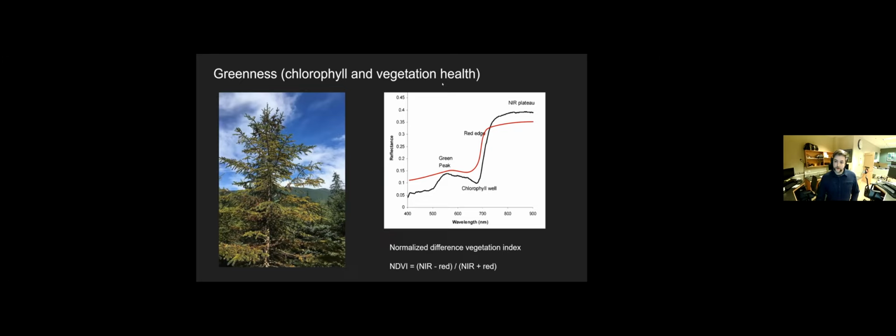And we often refer to that as greenness, but it also indicates vegetation health. So the classic index is NDVI, normalized difference vegetation index. That is really just a normalized ratio of the very high reflectance in the near infrared and the high absorption in the red part of the spectrum. And as vegetation becomes stressed or plant function declines, we often see that those chlorophyll wells get flattened out and the near infrared plateau lowers. And specifically this red edge, that transition period, its position and its shape changes.